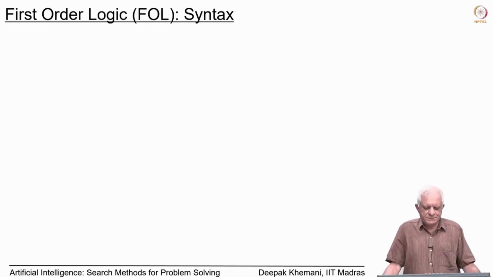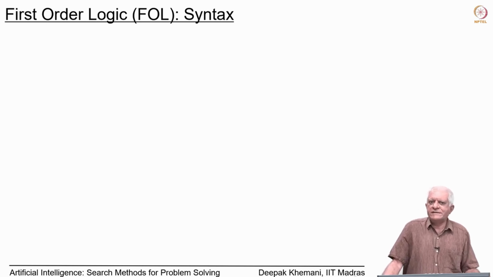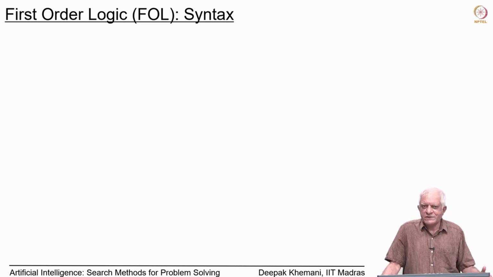So, here we are looking at the logic machine. Let us look at first order logic in a little bit more detail. It is a language that we have chosen to represent the sentences. What are sentences? Sentences are basically statements which are true or false, essentially. That is the whole idea of a sentence from the logic perspective.